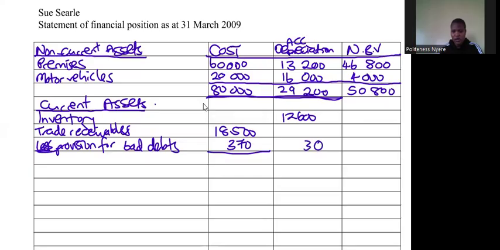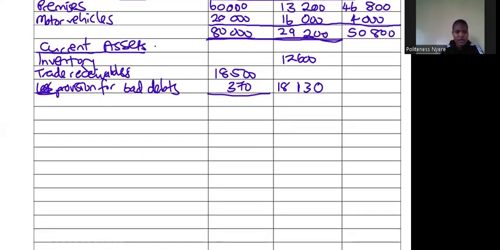Yeah, no, that's not the correct answer. So 18,500 minus 370. So it's going to be 18,130. I don't know where I got my figure, because 5 minus 4 is 1. Okay, so 18,130 there.